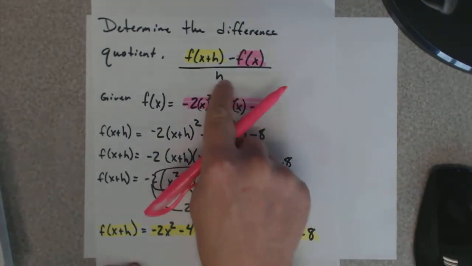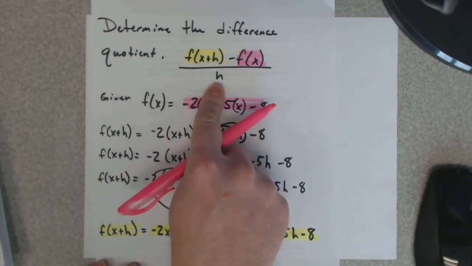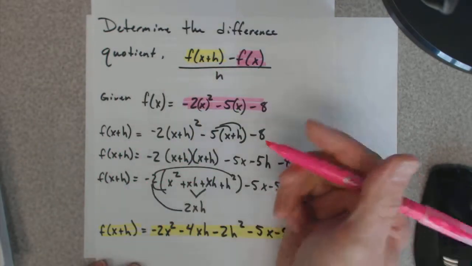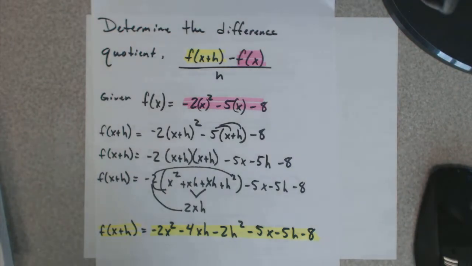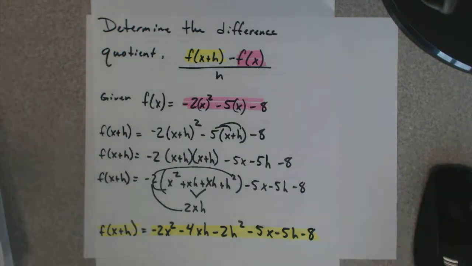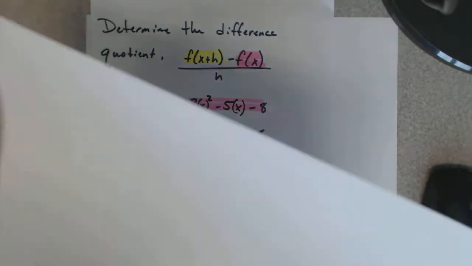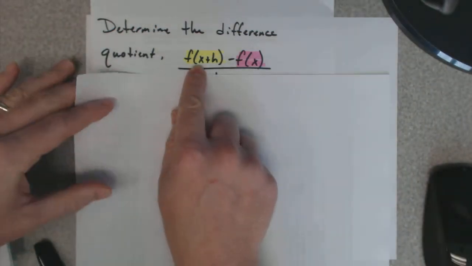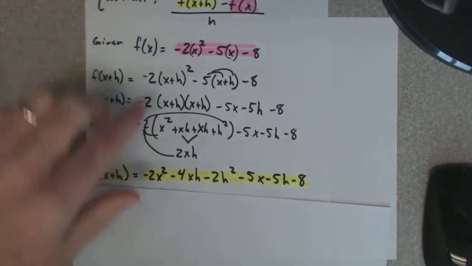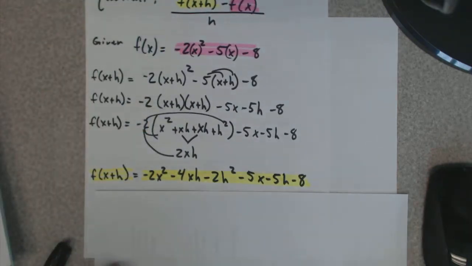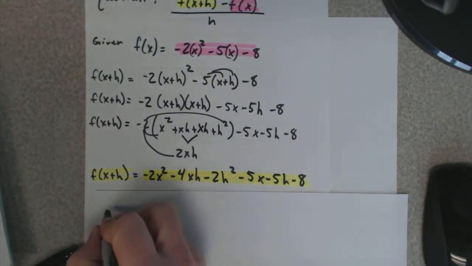And this h, well, that's part of the difference quotient, so it just stays there. So I've got to rewrite this now. Here's a separate piece of paper. f of x plus h is this big long thing. Alright, so f of x plus h is that big long thing.